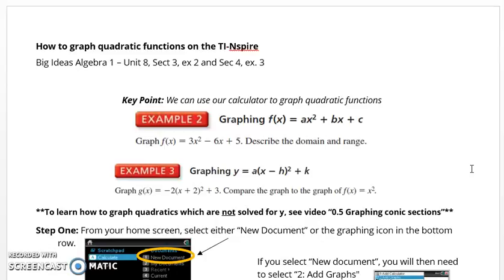If you want to know how to graph a quadratic which is not solved for y, any other type of parabola, you'll want to see the video 0.5 Graphing Conic Sections, where I show how to graph parabolas, hyperbolas, ellipses, circles, all those sort of things.